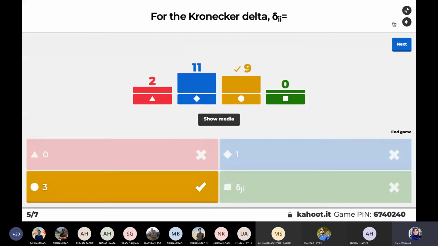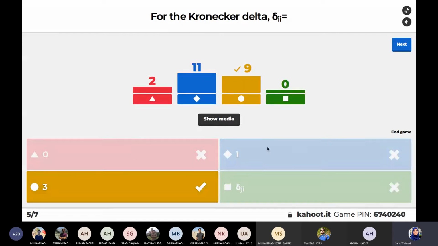Okay, so Kronecker delta. It represents the components of the identity matrix. So if I'm finding delta_ii, I'm finding its trace, aren't I? So I just have to add delta_11 plus delta_22 plus delta_33, which is going to be 1 plus 1 plus 1. So it's actually 3.